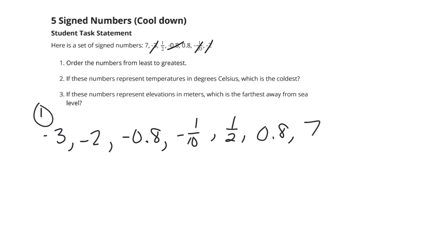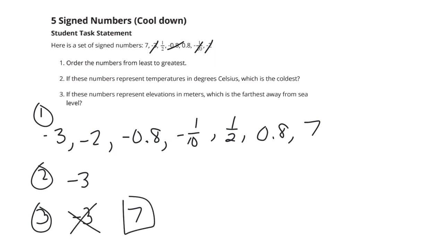So that's question one. Question two, if these represent temperatures in degrees Celsius, which is the coldest? Well, negative 3. And lastly, if these represent elevations in meters, which is the farthest away from sea level? Well, the smallest negative we have is negative 3. The biggest positive we have is 7. Negative 3 is 3 away from 0, 7 is 7 away from 0, and so 7 represents the furthest away from sea level.